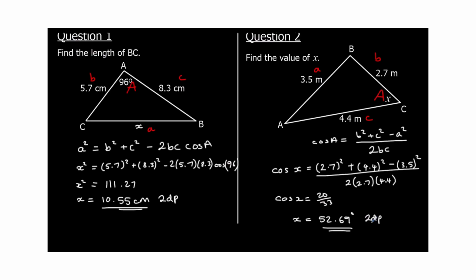So that's the cosine rule. We use the cosine rule, a squared equals b squared plus c squared minus 2bc cos A, to find a length where we know 2 lengths and the angle in between them. Or we use the rearranged version, cos A equals b squared plus c squared minus a squared all over 2bc, to find an angle when we know all 3 of the lengths.